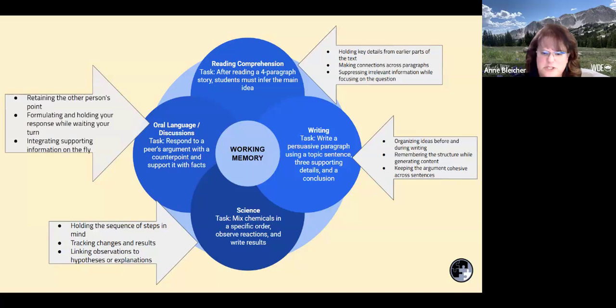In oral language, if you're having a class discussion, students have a hard time holding on to what they want to say or how they're going to respond. They're thinking about that while you're talking with somebody else, and then when it comes time for them to respond, they may struggle with even remembering what was being said so that they can formulate a response. In math, it could be things like long math problems, doing mental math, those kinds of things.